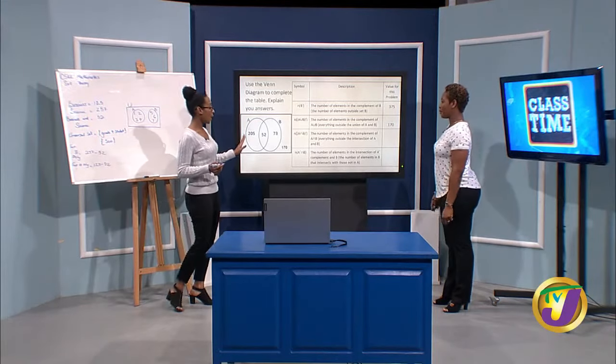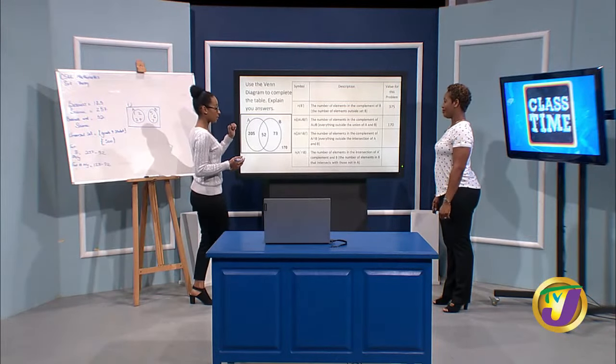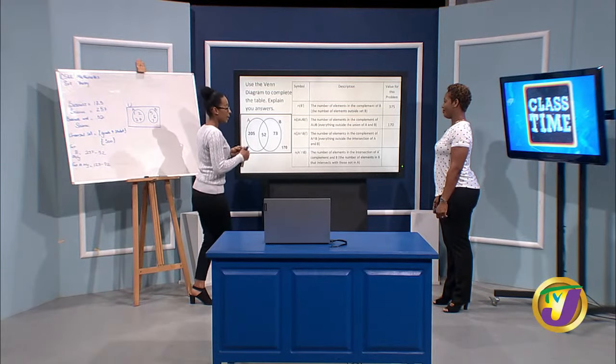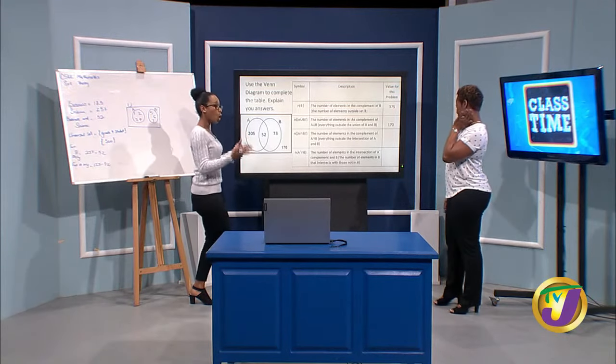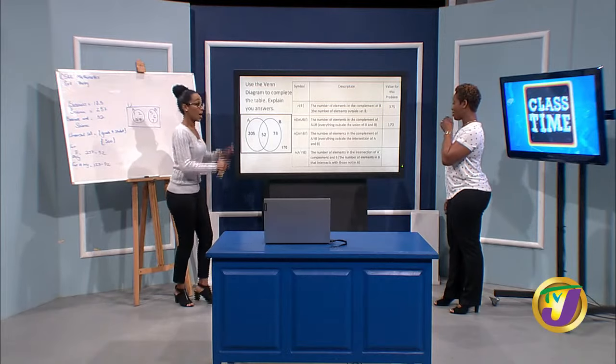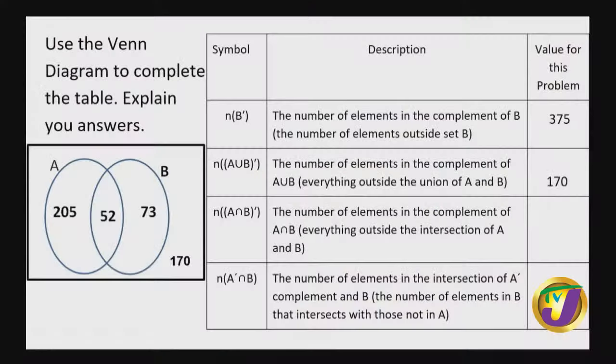And now we're at the number of elements within A intersect B, all complement. So let me go back to that. Everything outside. So you see the intersect here? Intersect is 52. The complement is everything outside. So that would be 205 plus 73 plus 170. You sure? Yes. So that's 448.